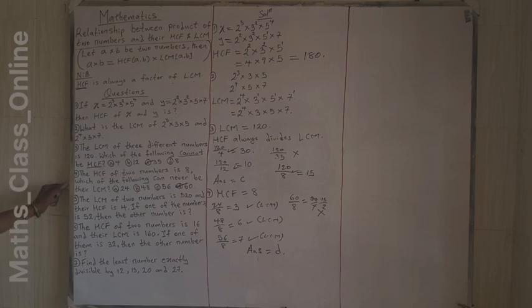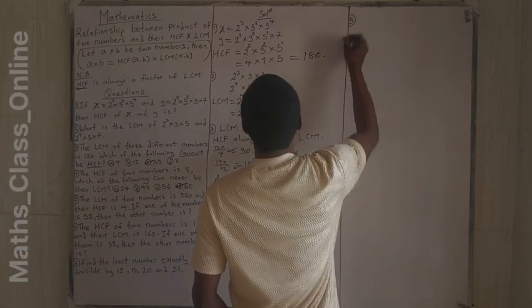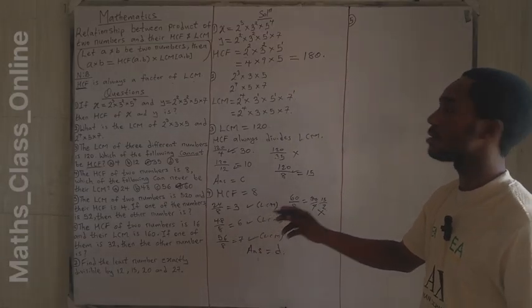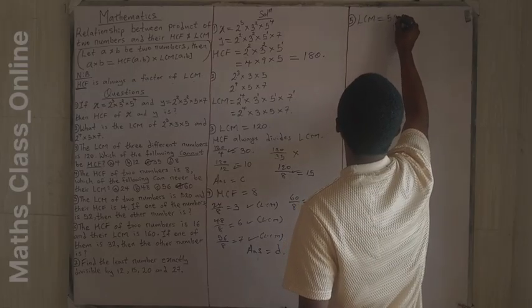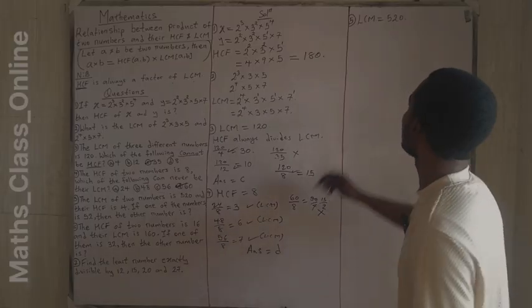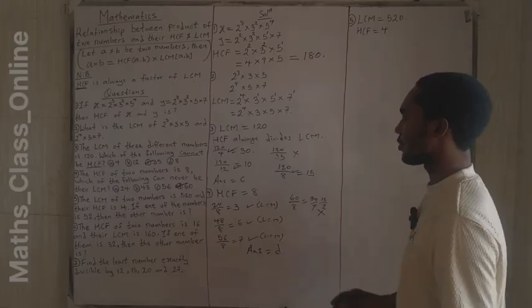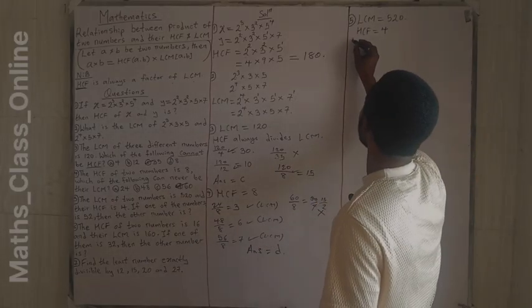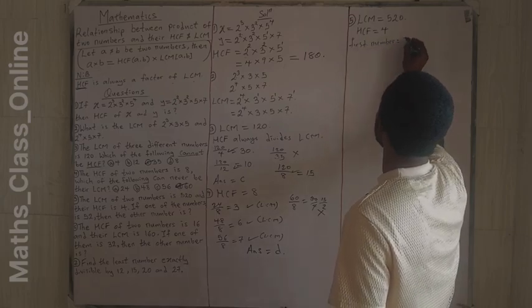Next question. Question number 5. The LCM of two numbers is 520, and their HCF is equal to 4. If one of the numbers, the first number, is equal to 52.